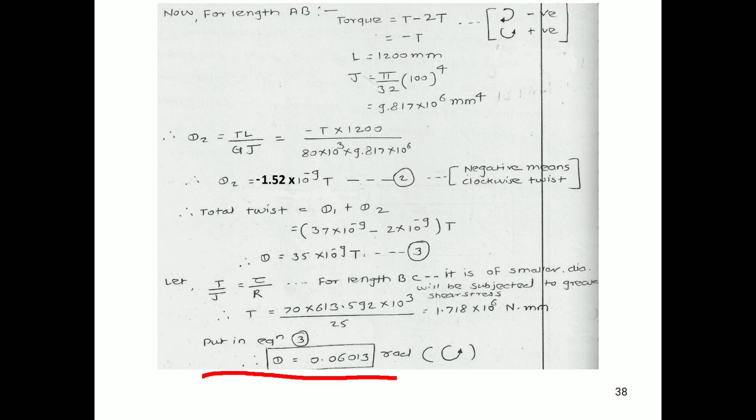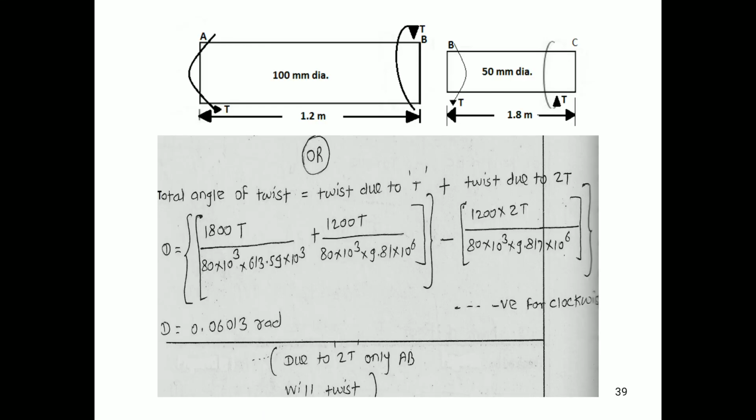We will discuss another method to find out the total angle of twist. Again we will consider the free body diagram. This is the second method. The total angle of twist is equal to twist due to T, that is this T, plus twist due to twice T, which is applied at the junction. So the twist due to T will be TL upon GJ of BC plus TL upon GJ of AB.